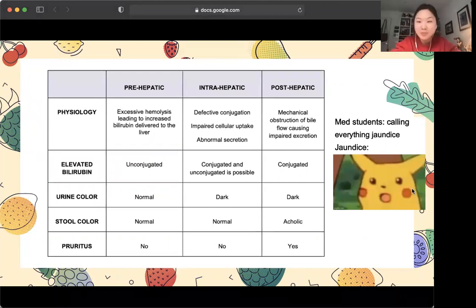Also, here's a summary diagram. If there's too many words going on for you, here is a summary diagram that makes it even more simple. I think the main thing to also know is that they do ask about urine and stool color, so do know that.